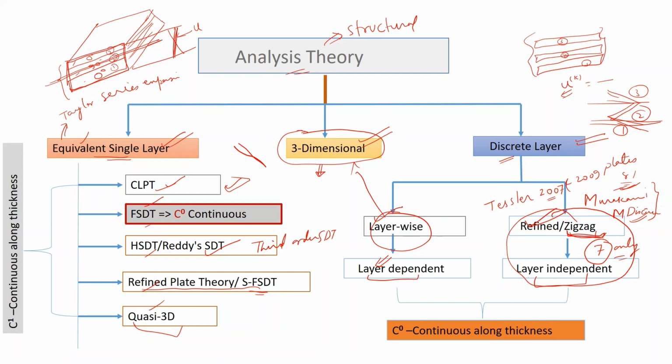And one thing here: it is written C1 continuous here, and C0 continuous here. When we talk about equivalent single layer theory, we mention C1 continuity along the thickness, but we have given an exception for the first order shear deformation theory. And for the discrete layer theory, whether layer-wise or refined zigzag theory, it is C0 continuous. We will use this advantage in coding the finite element method, where we can very easily apply C0 continuous FEM. And for C1, we will go for isogeometric analysis as the numerical approach.